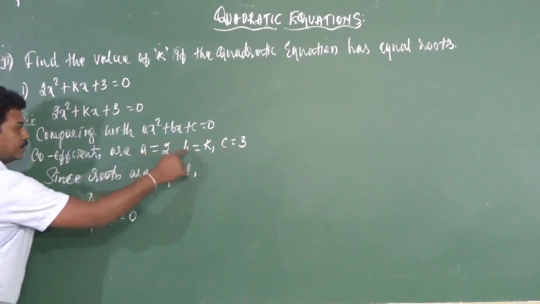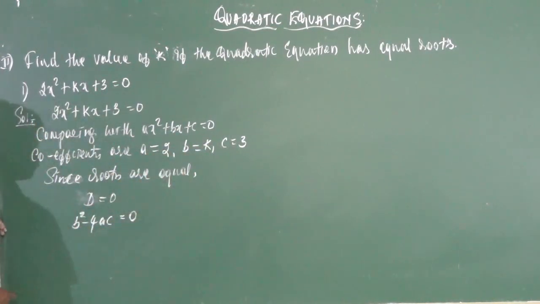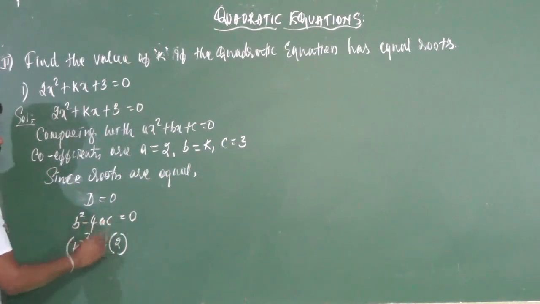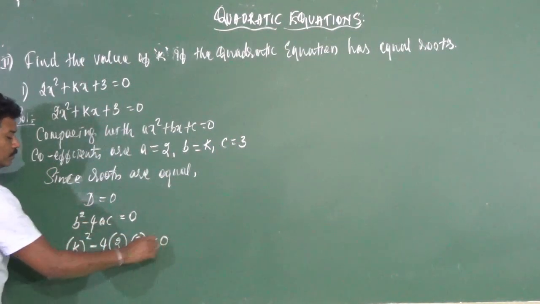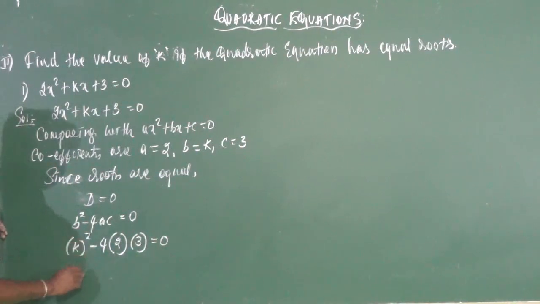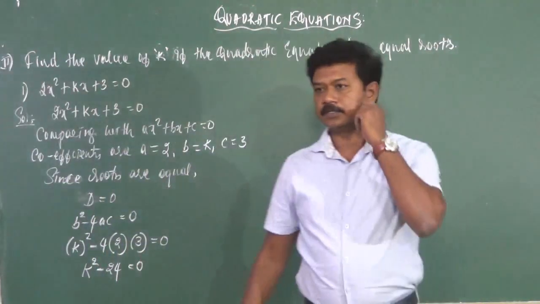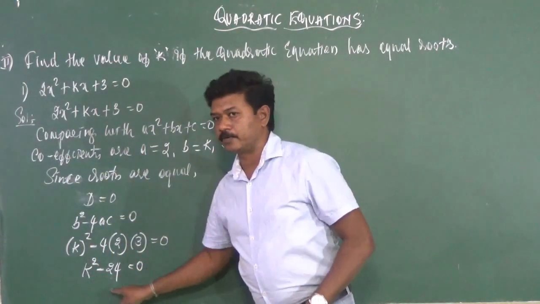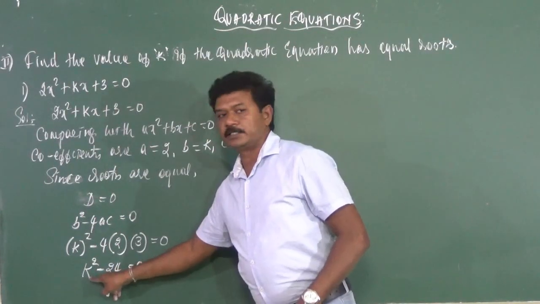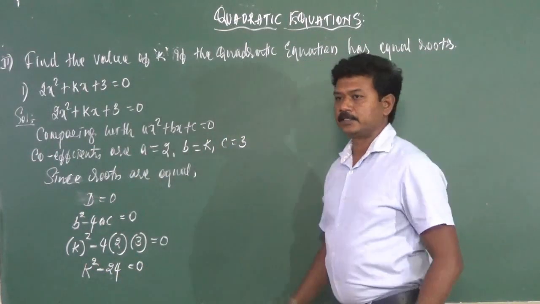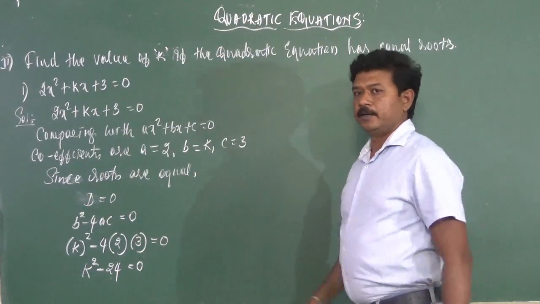Now substitute the values of a, b and c in this. b square, k whole square, minus 4 into a, 2, into c, 3, equal to 0. Now what is k whole square? k square minus 4 into 2, 8, 3 8s are 24, is equal to 0. We have a pure quadratic equation, because the variable exists in degree 2 only, that is, k exists in degree 2 only.